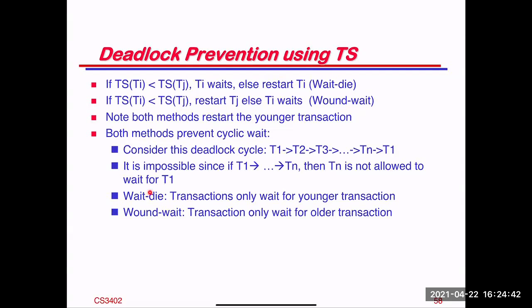Because if you look at these two rules, you can see that a transaction can only wait for younger transactions, if you have the wait die rule. Now, if you look at the wound wait rule, then a transaction only waits for older transactions. So you can't have a cycle, because at some point the cycle is broken. And as I said, this is not a formal proof.